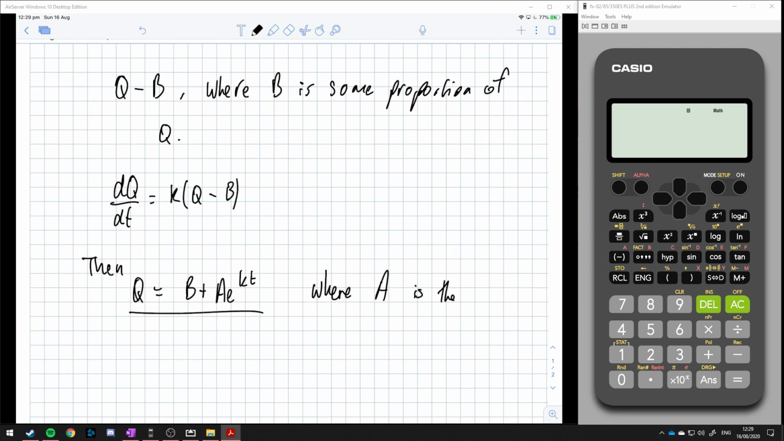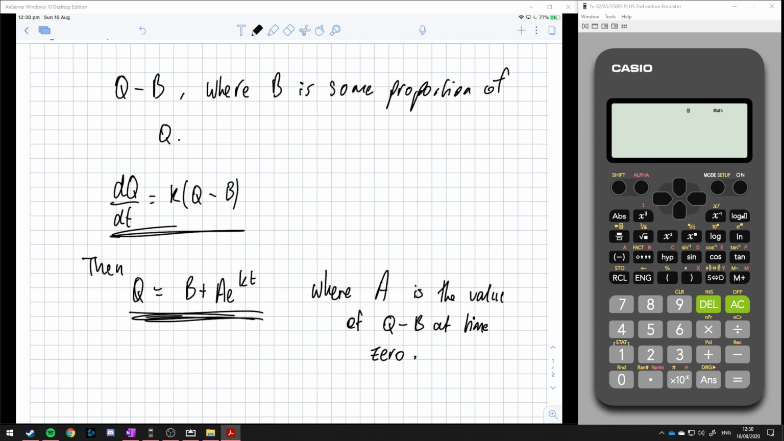and this is where A is the value of Q minus B at time 0. Okay, so what you should be expecting is that it's unlikely the problem would ask you to actually prove something like this, but questions routinely ask you to prove by substitution that some function satisfies some differential equation. So we want to be able to show that this function works for this differential equation, and to establish the value of the constant in terms of the initial value.